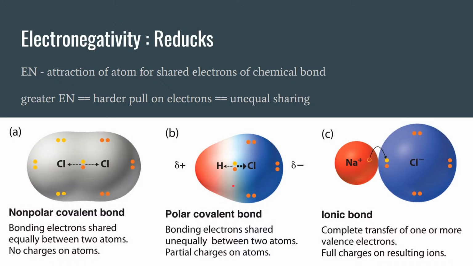Now, if you increase the electronegativity difference between your atoms, eventually you get over here on the right an ionic bond. Chlorine is so much more electronegative than sodium that chlorine is able to just completely steal an electron from sodium, thus giving you a positive ion on sodium and negative ion on chlorine.